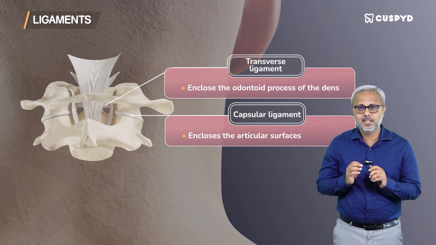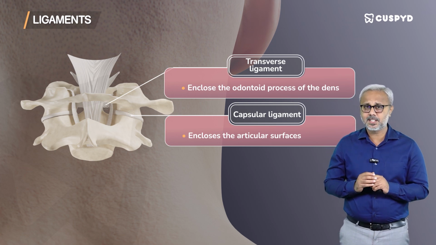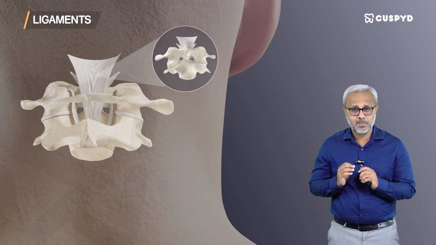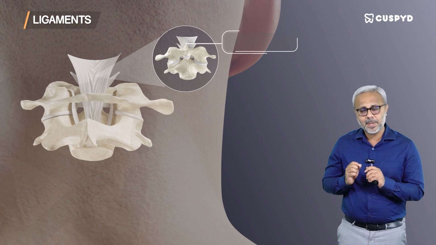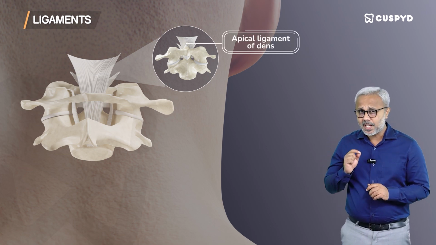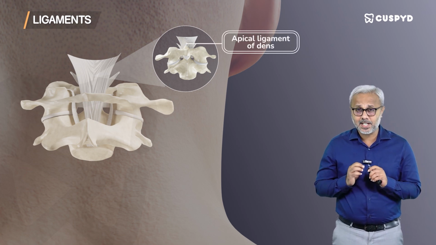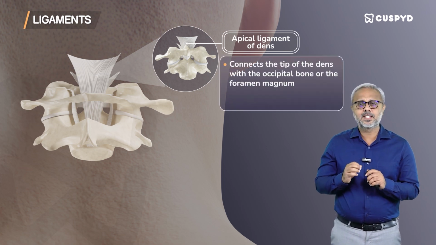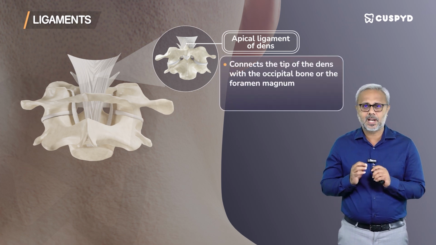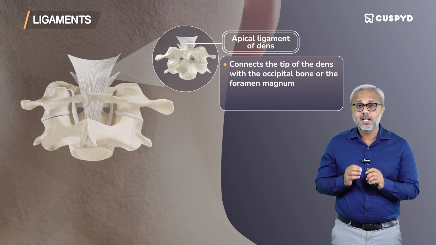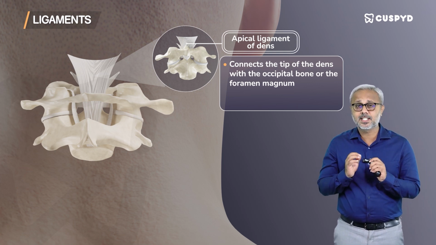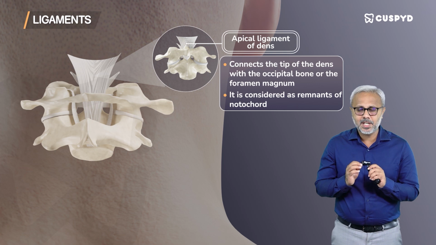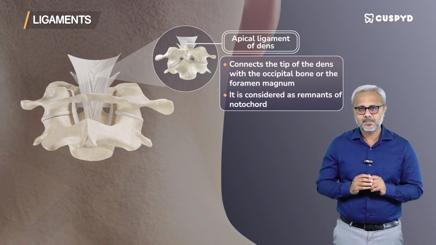Apart from the transverse ligament of the atlas, the other ligaments that are important are, one, the apical ligament of dens. The apical ligament of dens, as the name suggests, connects the tip of the dens with the occipital bone or the foramen magnum. Remember, the apical ligament of the dens is considered a remnant of notochord. This is regarding the apical ligament.